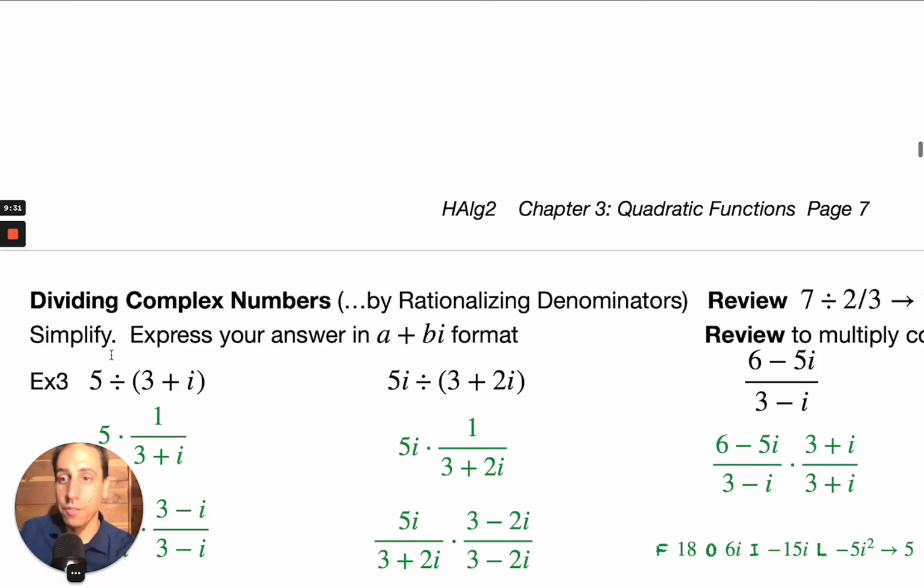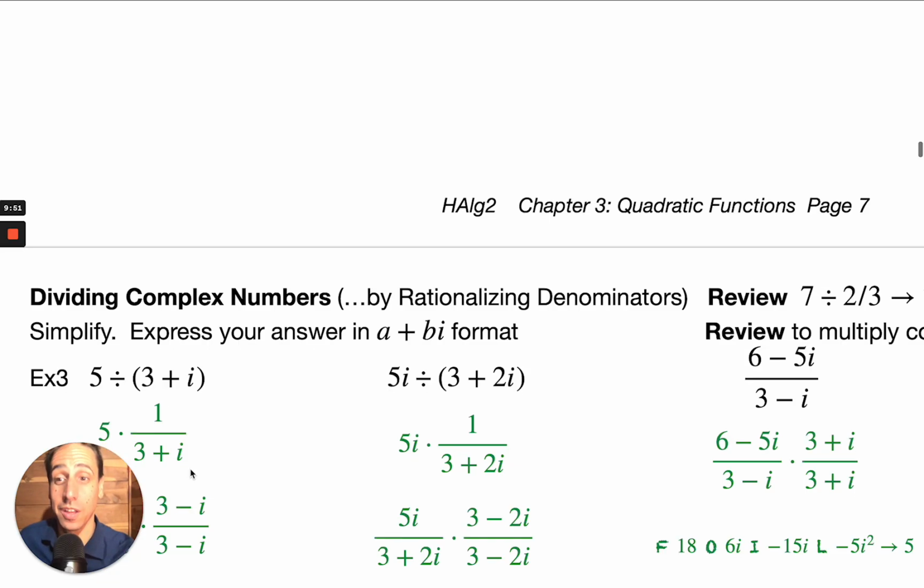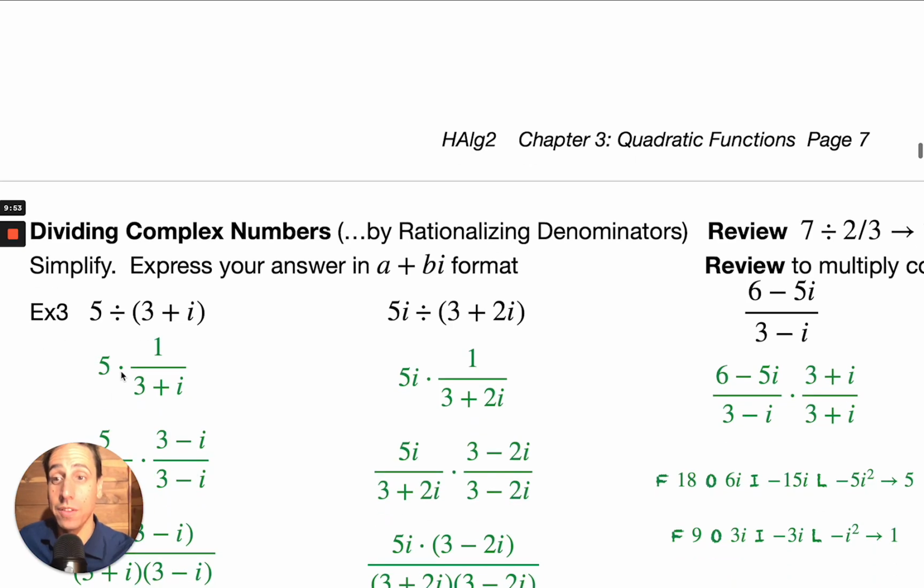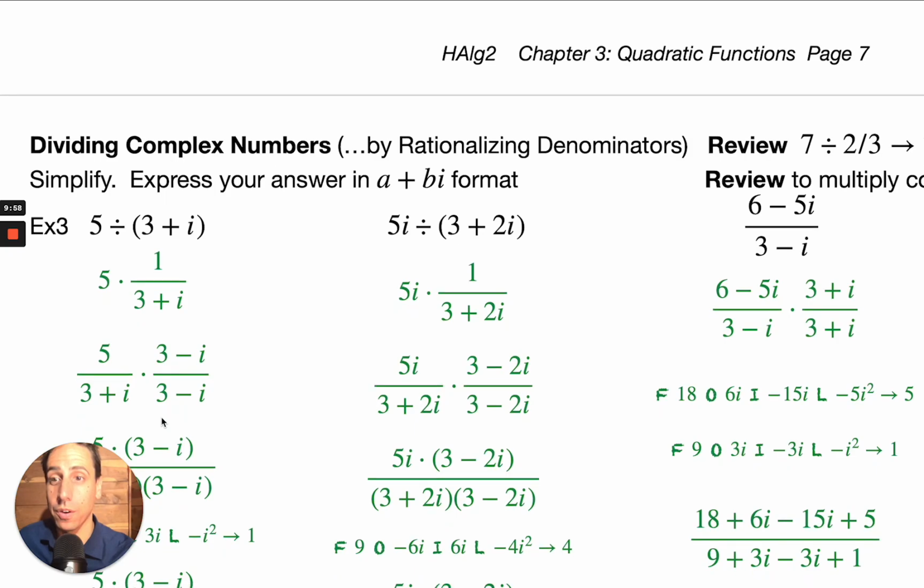So if you're going to take 5 and divide it by some sort of complex number, the instructions say to simplify and then express your answer in a plus bi format, which is the format of any complex number. So 5 divided by this complex number, I don't know how to divide, but I do know how to multiply, so I'm going to change the thing that I don't know how to do into something that I do know how to do. That would be 5 times the reciprocal, 1 over 3 plus i. And so multiplying this is really just 5 over 1. You multiply across, you get 5 over 3 plus i.